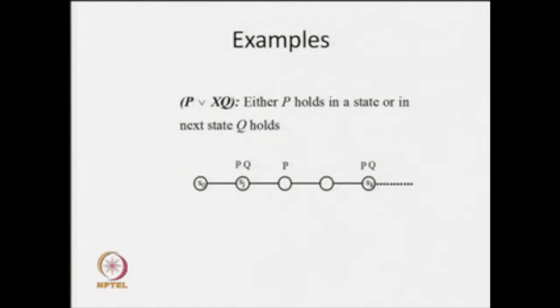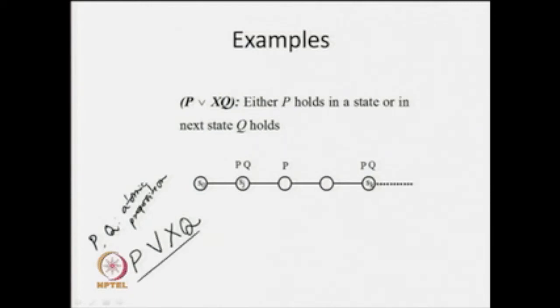Now, another example you see that it is saying P or X Q. Now, in this particular case, again similarly we are having P and Q as our atomic propositions. So, P is an atomic proposition, so P is a temporal formula. Q is an atomic proposition, so Q is also a temporal formula. X is a temporal operator, next state, so X Q is a temporal formula. So, these two temporal formulas are connected by this OR operator, so this is also a temporal formula.